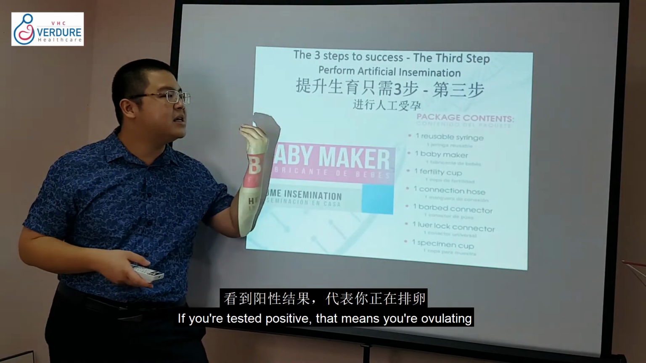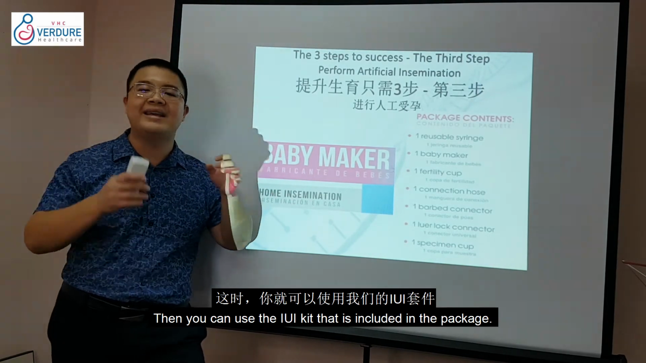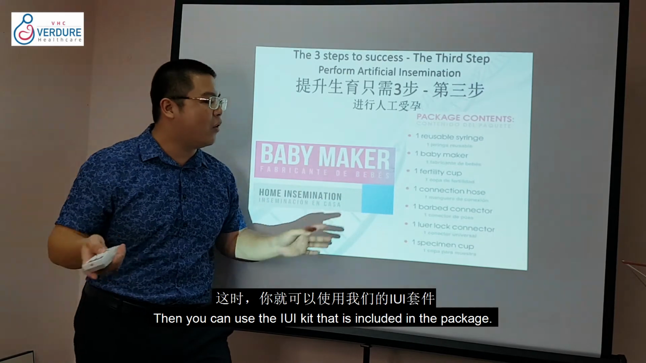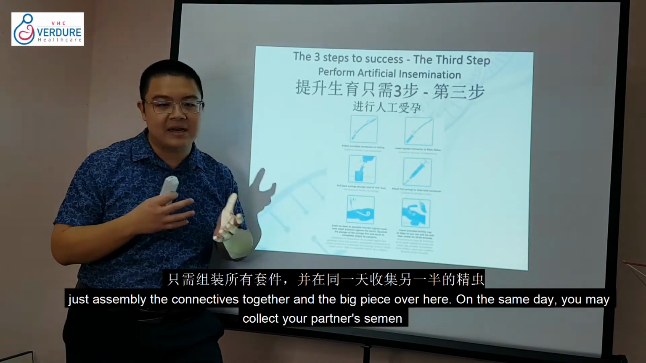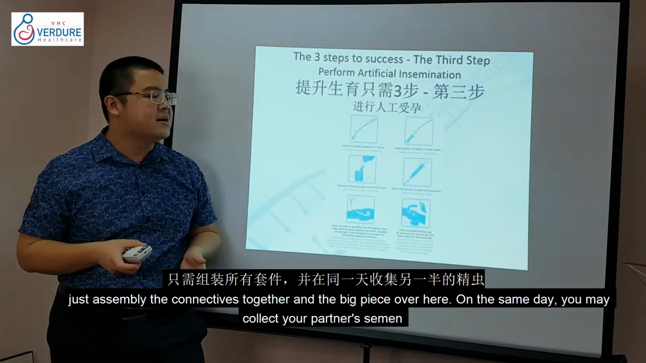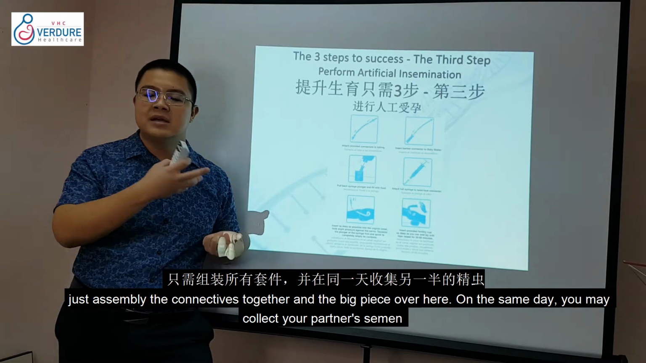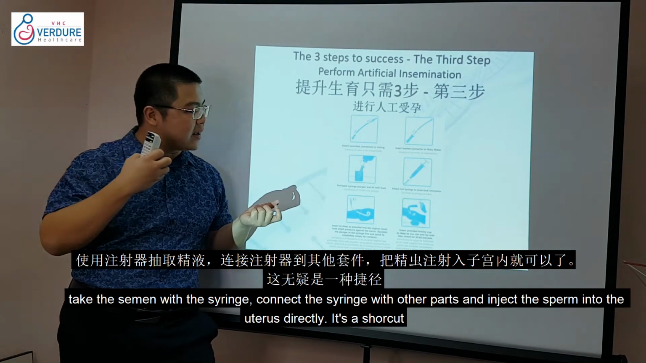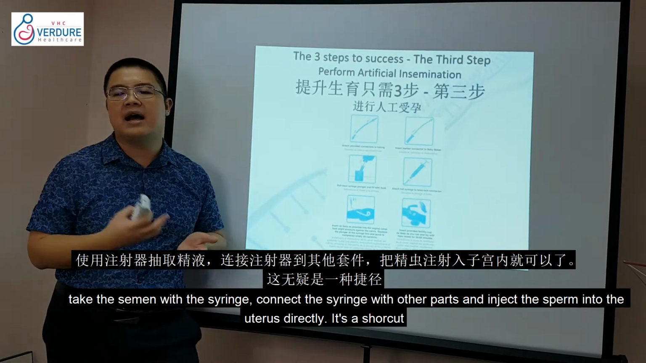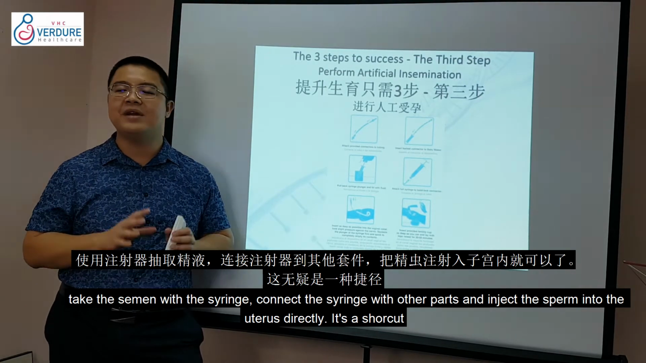The next step is to use the home artificial insemination IUI kit, which is of course included in the package. All you need to do is assemble the connectors together, assemble the big piece of equipment over here, and then on the day, ask your partner to produce a sperm sample, take it with a syringe, connect it with the connector and the IUI kit, and then inject the sperm into the uterus directly. So it is a shortcut.